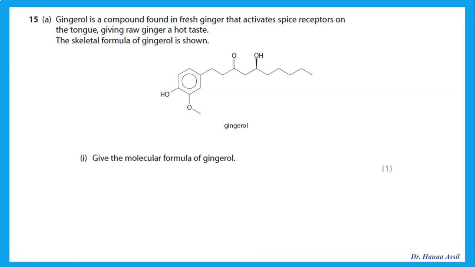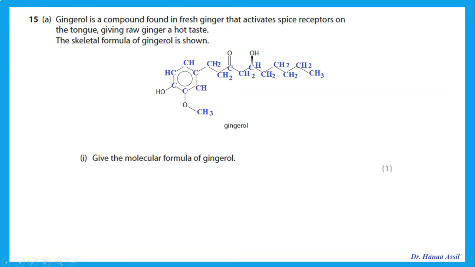Question 15 says, gingerol is a compound found in fresh ginger that activates spice receptors on the tongue, giving raw ginger a hot taste. The skeletal formula of gingerol is shown. Give the molecular formula of gingerol. So, how many carbons, hydrogens, oxygens in the molecule? So looking at it, you can see that this is a total of C17H26O4.